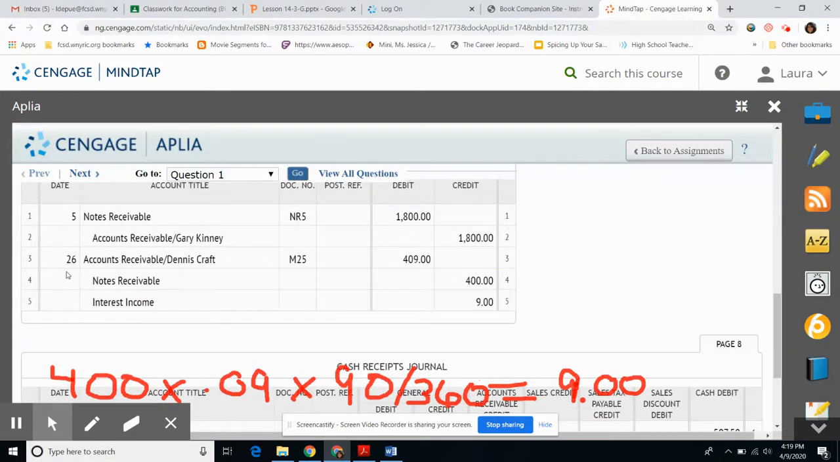So if we scroll down here, here it is the 26th. This is going to be a 3-line entry this time. So we're going to debit accounts receivable Dennis Kraft. M25 is the document number for the full amount of $409. And we get that by adding the original note that was $400 plus the interest income that we just calculated of the $9. So we're going to credit the original notes receivable that was $400. We're going to credit the interest income of $9. We're going to add those together to get the $409 so that our debits equal our credits.